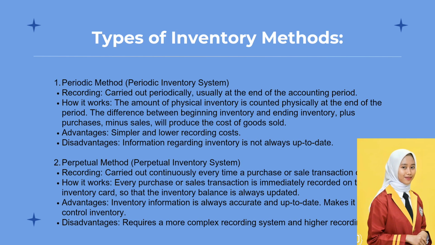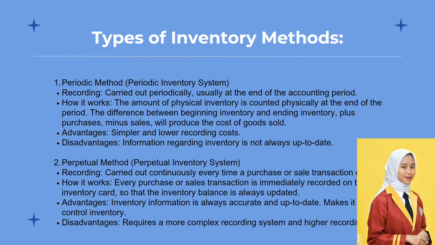Types of inventory methods. 1. Periodic method, periodic inventory system. Recording is carried out periodically, usually at the end of the accounting period. How it works: the amount of physical inventory is counted physically at the end of the period. The difference between beginning inventory and ending inventory, plus purchases, minus sales, will produce the cost of goods sold. Advantages: simpler and lower recording costs. Disadvantages: information regarding inventory is not always up to date.